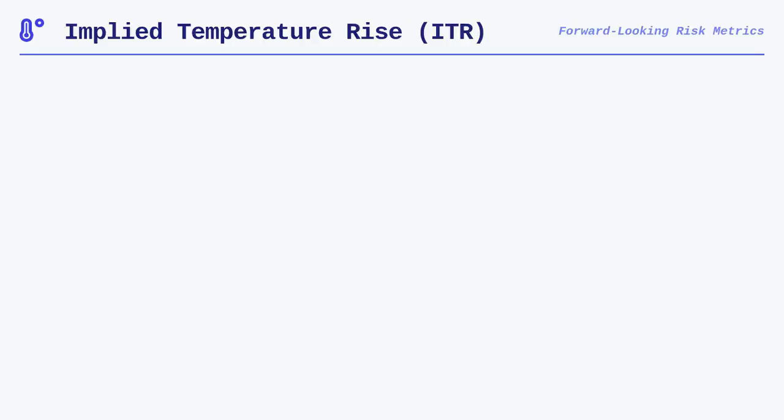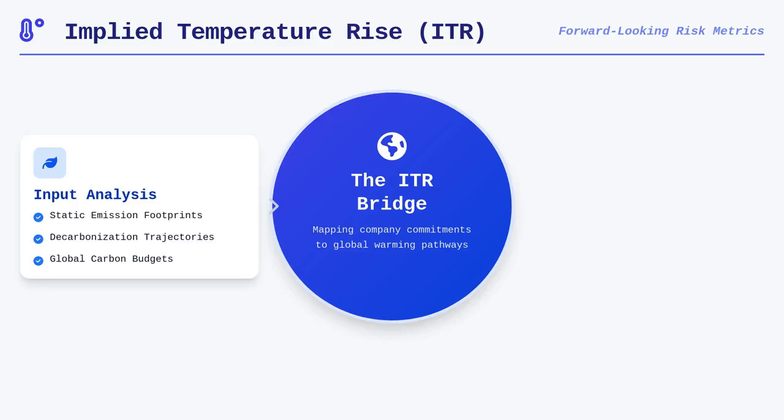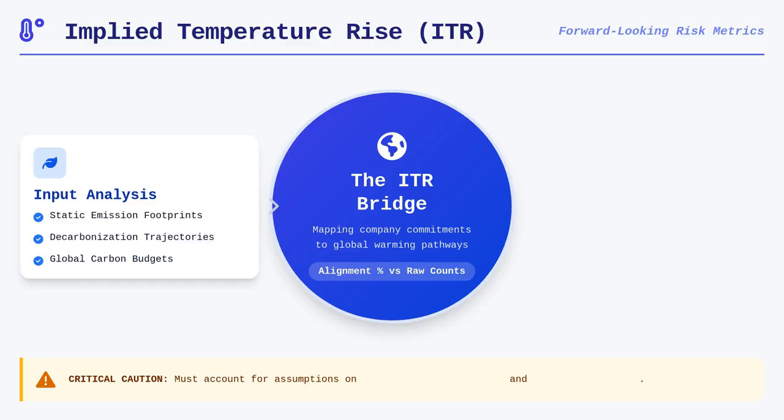To bridge the gap between static footprints and future risk, we utilize implied temperature rise, or ITR, metrics. This methodology seeks to estimate the global warming pathway that would occur if the entire global economy followed the same decarbonization trajectory as a specific company or portfolio. By mapping emissions reduction commitments against global carbon budgets, ITR provides a forward-looking alignment percentage that is much more intuitive for stakeholders than raw emission counts. It is a powerful tool, yet we must remain cognizant of the underlying assumptions regarding technological transition and offset reliability.